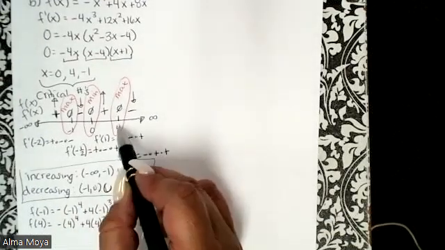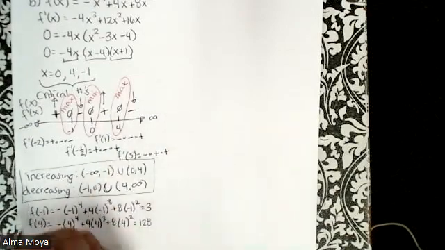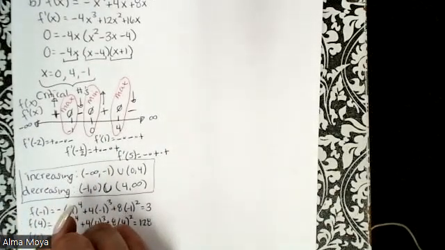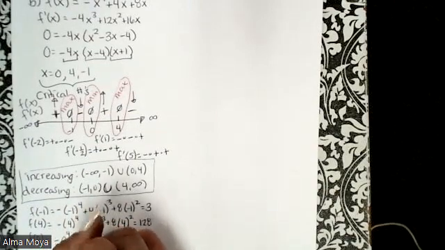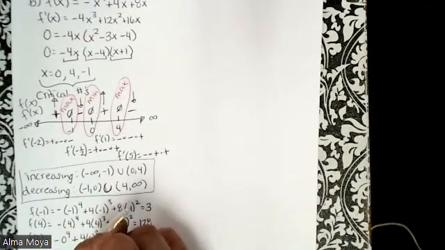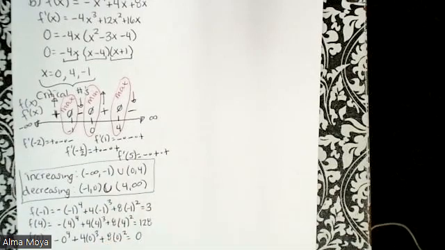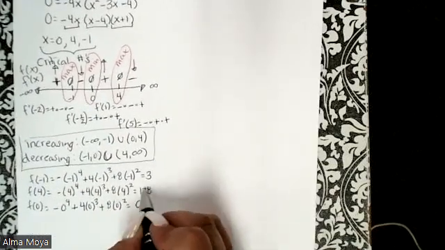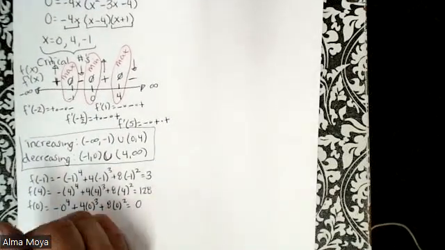I'm still going to have to plug in my minimum, which is a 0. So when I plug in my 0, that's 0 to the 4th, which is 0, plus 4 times 0 to the 3rd, which is going to be 0, plus 8 times 0 squared, which is going to be 0. Now keep in mind, the first two were the maximums, the last one was the minimum.